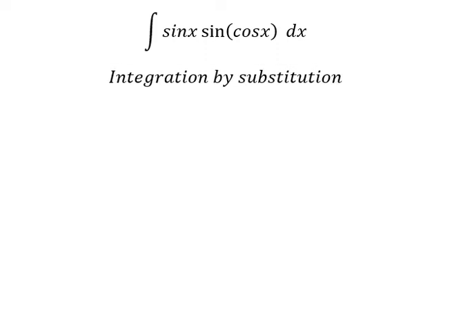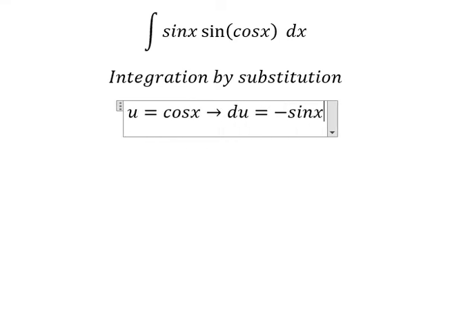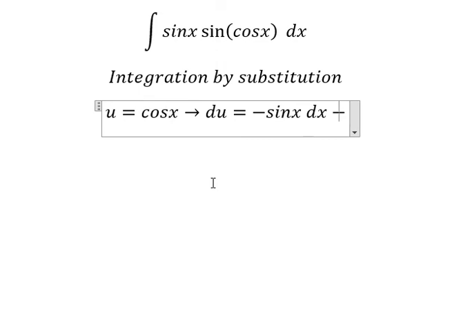So I will put u equals cos x. Later, we do the first derivative for both sides, and we have negative sine x dx. Because we don't have the negative sign in here, I will move this one to the left.